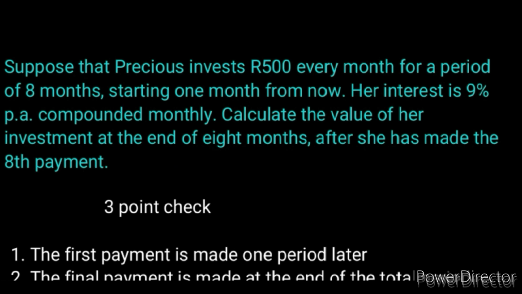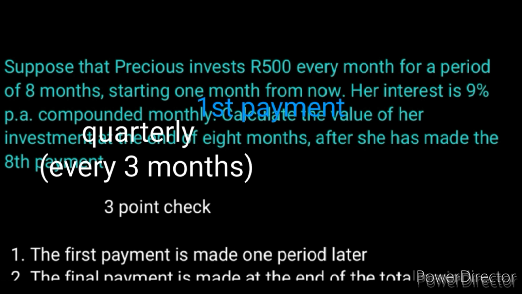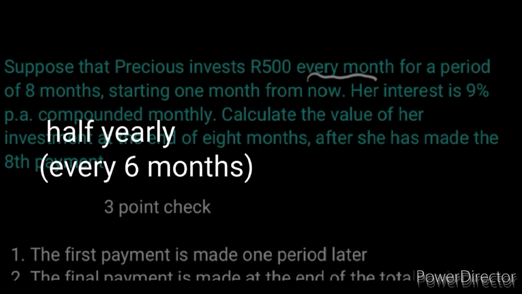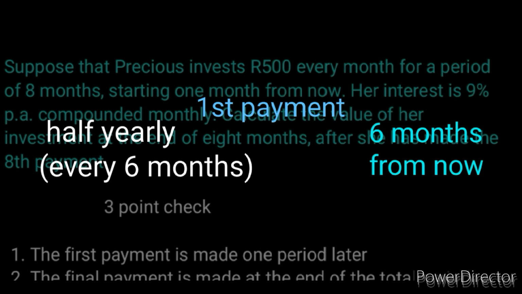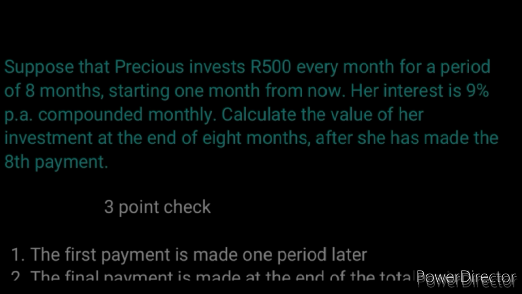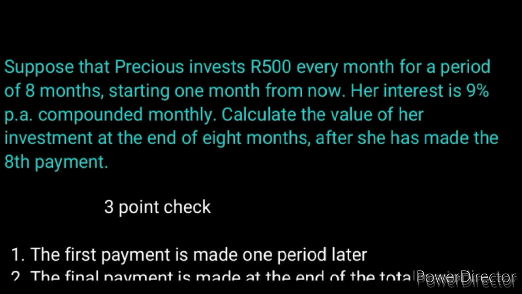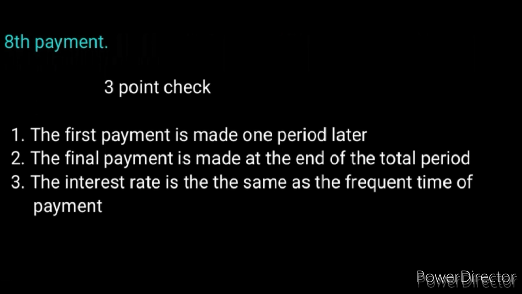So this is normal. If the person decides to be paying instead, let's say quarterly, then it is normal for the first payment to start 3 months from now. Or if you want, they can say at the end of 3 months. If the person decides to be paying half yearly, then it is normal for the first payment to start 6 months from now, or if you want, at the end of 6 months. If the person instead decides to be paying every year, then it is normal for the first payment to begin 1 year from now, or if you want, at the end of the first year. So that is the first point. It is always important to check if it is made 1 period later.